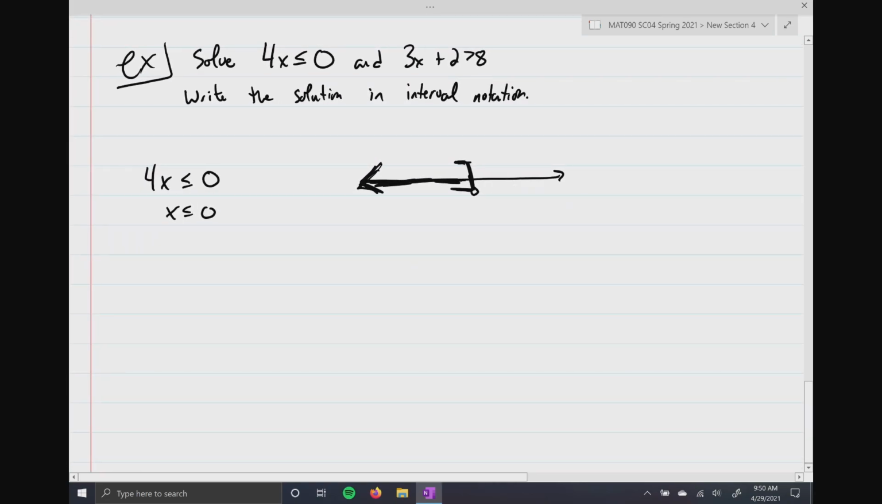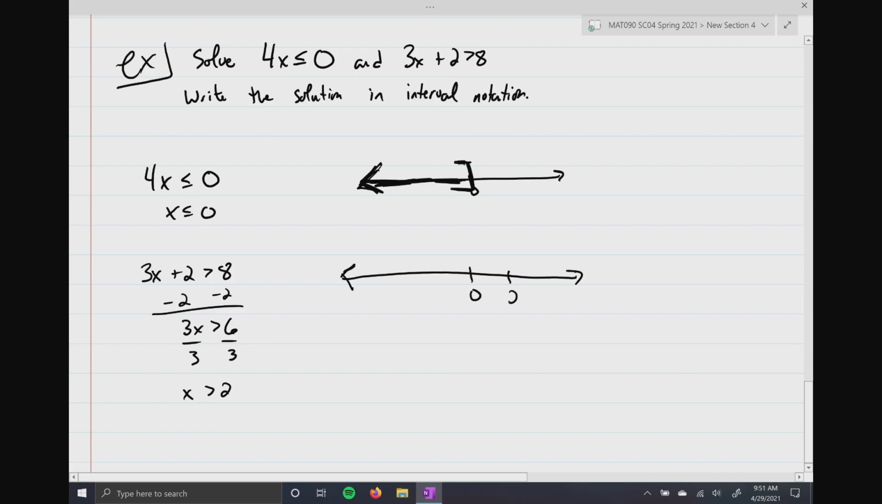All right, for the second inequality, 3x plus 2 is greater than 8. I will subtract 2 from both sides. That gives me 3x is greater than 6. Divide both sides by 3 to give me x is greater than 2. So once again, I'll do my number line. 2 is on the right-hand side of 0. And it's going to be greater than. So, parenthesis, shade to the right. Are there any questions so far?